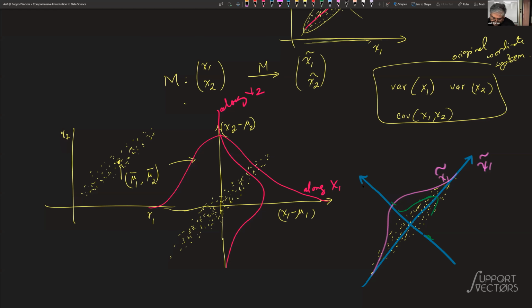A density plot would be like this. Would you agree, guys? Sure. Right. Now, this is along the x2 tilde axis, right? So now, what can you say, looking at it?